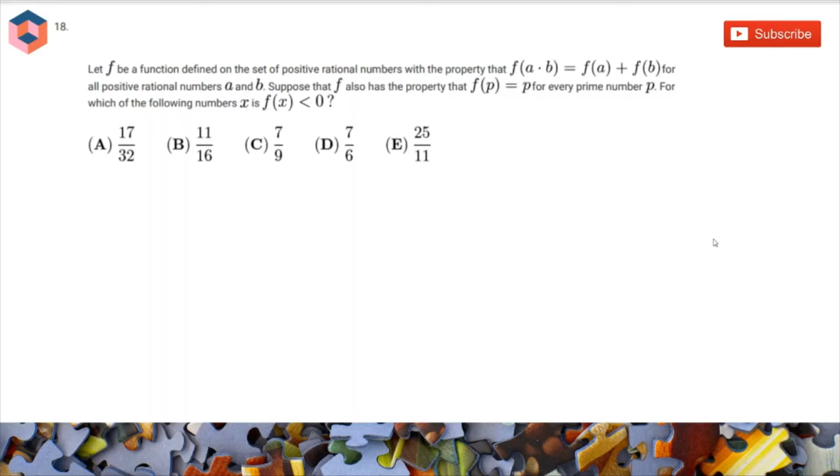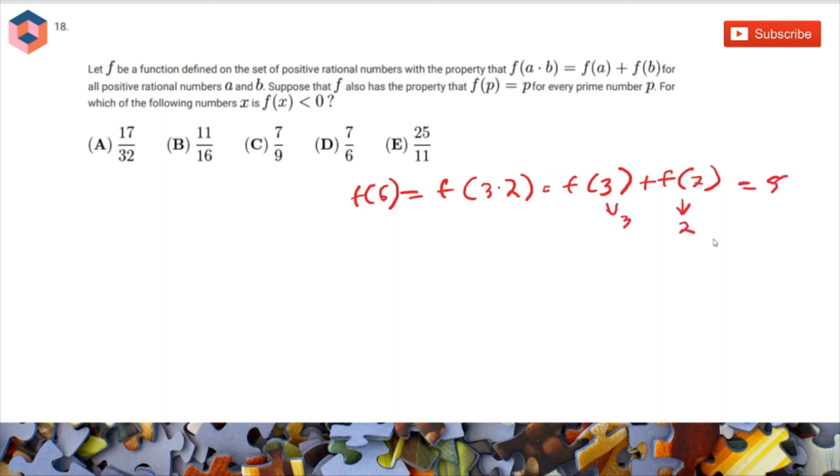So now let's play around with this function a bit. Notice that f of 3 times 2 is just f of 3. So 3 times 2 is 6. F of 6 is equal to f of 3 times 2 is equal to f of 3 plus f of 2. F of 3 is just 3. F of 2 is just 2. So this gives us 5. So f of 6 is just equal to 5.